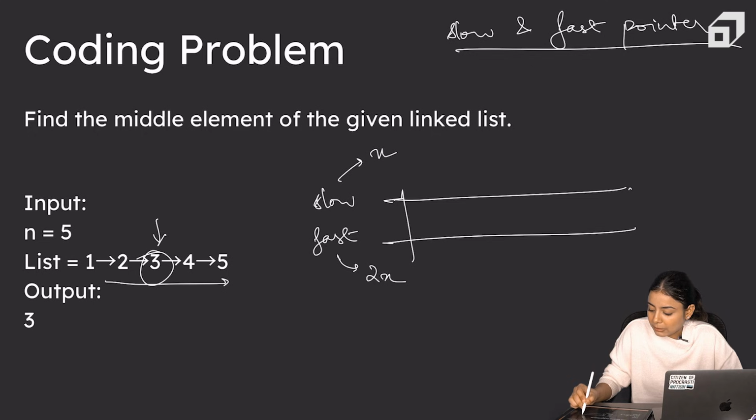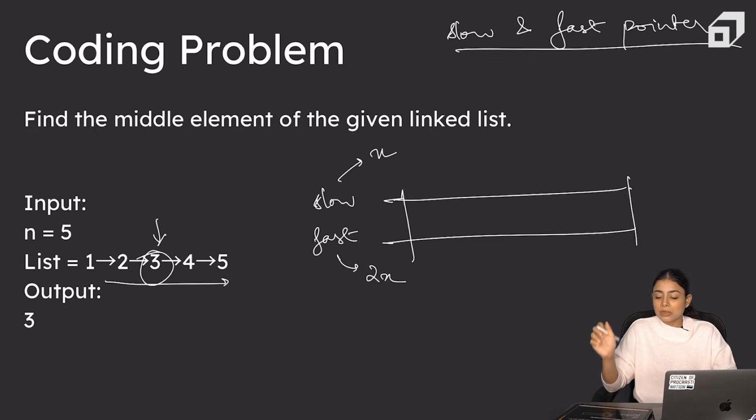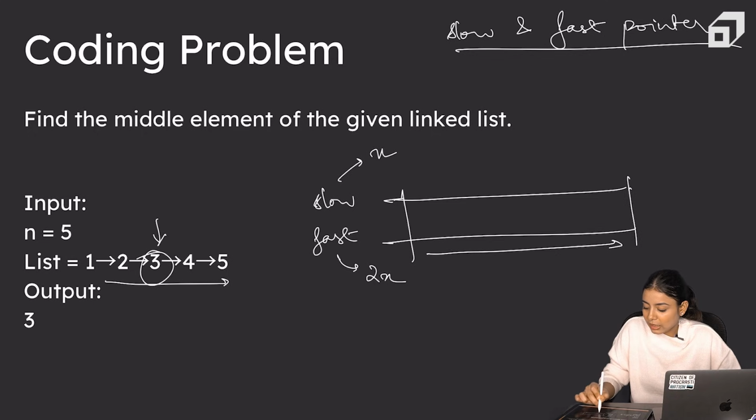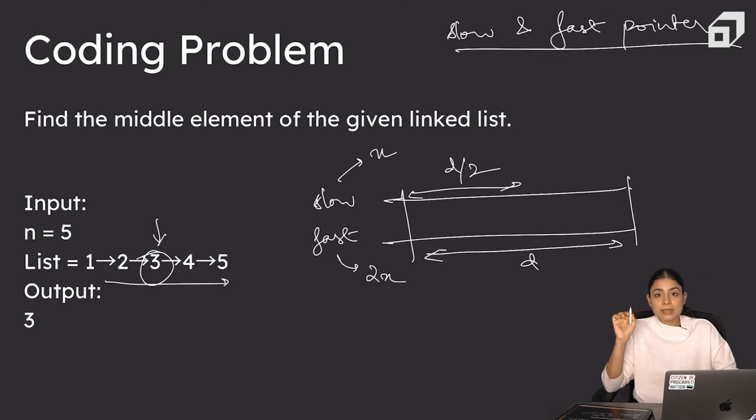So in the same time, if fast is covering this entire distance, d, let's call it, the slow person will cover only half of the distance. Does that make sense? Because fast is moving at double the speed, that means in the same time, fast will be able to cover double the distance.